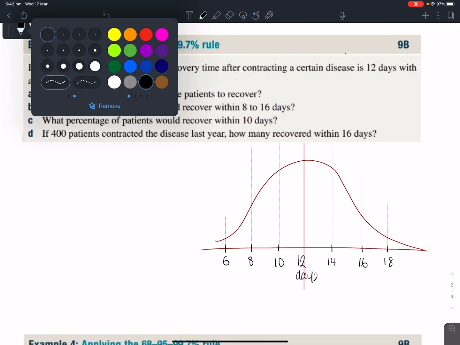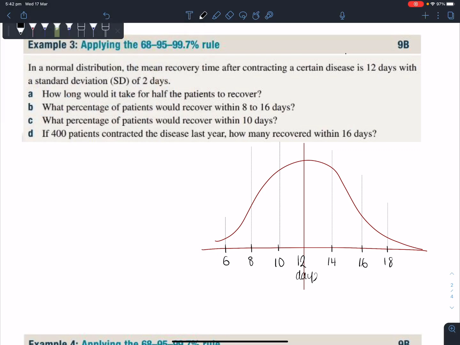It's pretty hard. Okay, so how long would it take for half of the patients to recover? So half would be anything up to the, or half of the data, so 50%. So how long will that take? 12 days.